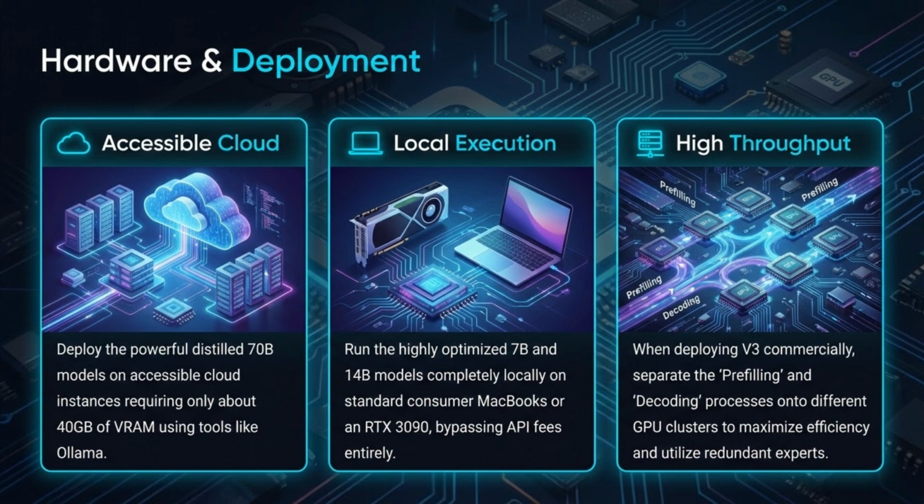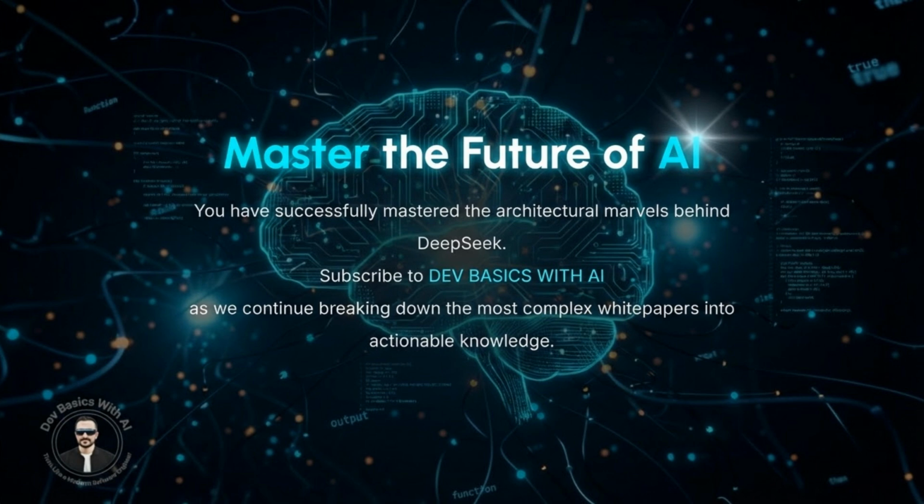In hardware and deployment, DeepSeek offers accessible cloud options for distilled 70B models, local execution for highly optimized 7B and 14B models on consumer hardware, and high-throughput commercial deployment by separating pre-filling and decoding processes. You have successfully mastered the architectural marvels behind DeepSeek.